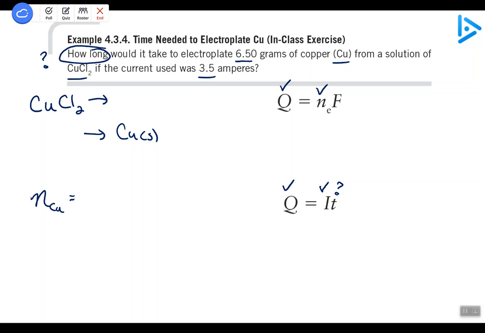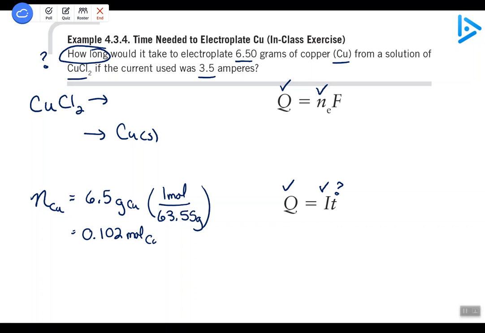I did not finish these equations. That's for you to do in this coming up clicker question. So I'm going to leave that blank for just a second as we do this point in the calculation. I want to make or produce 6.5 grams of solid copper, and I know that 1 mole of copper has a mass of 63.55 grams. This is simply a grams to mole calculation. This gives me 0.102 moles of copper.